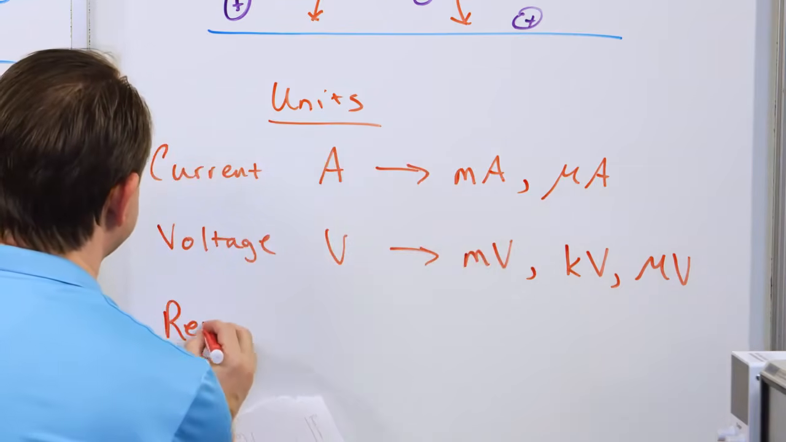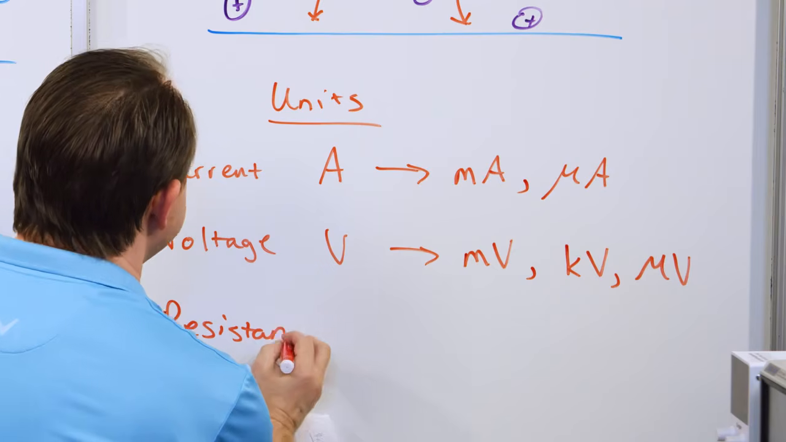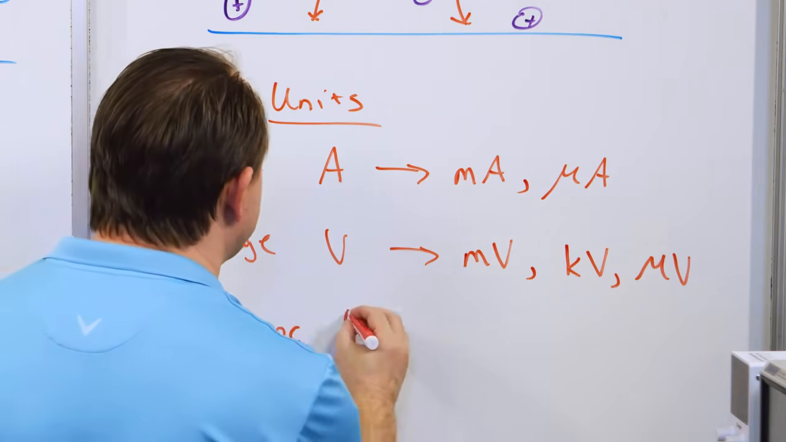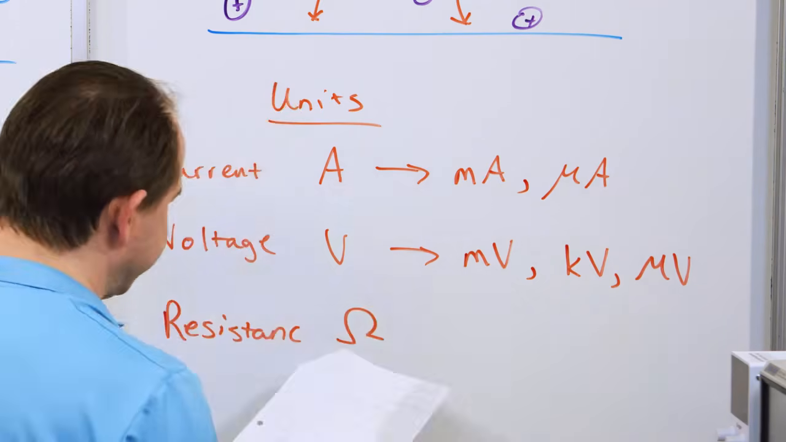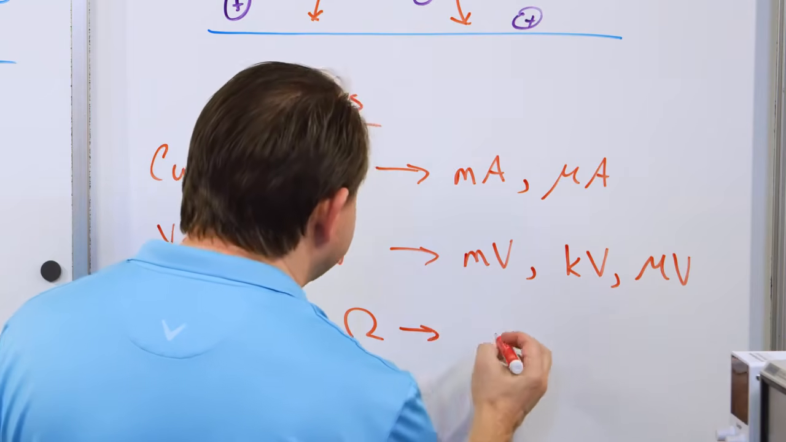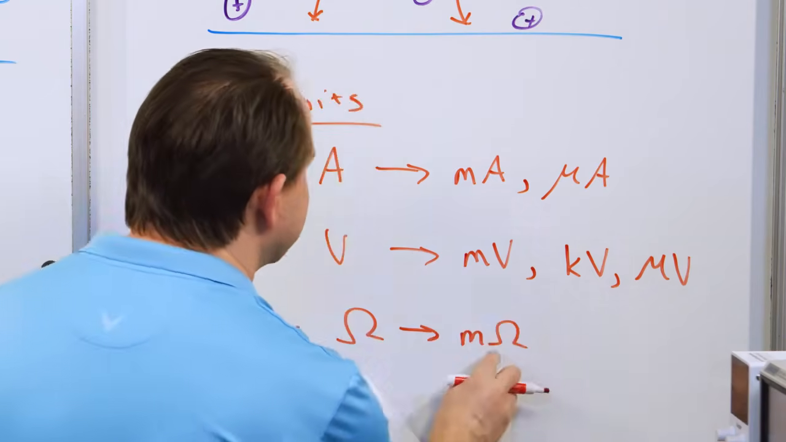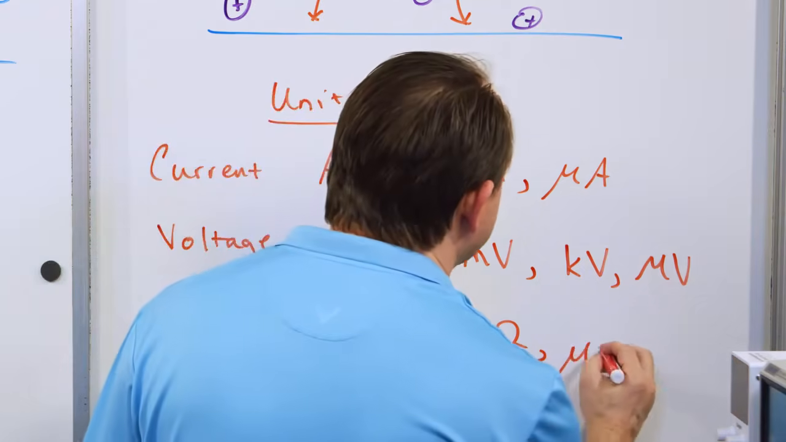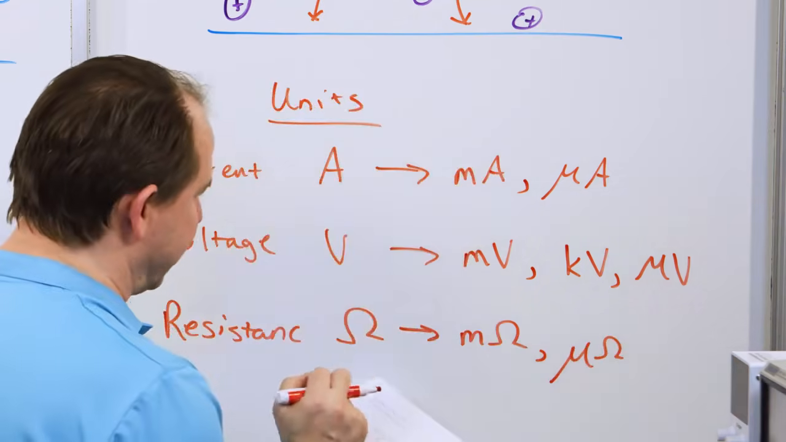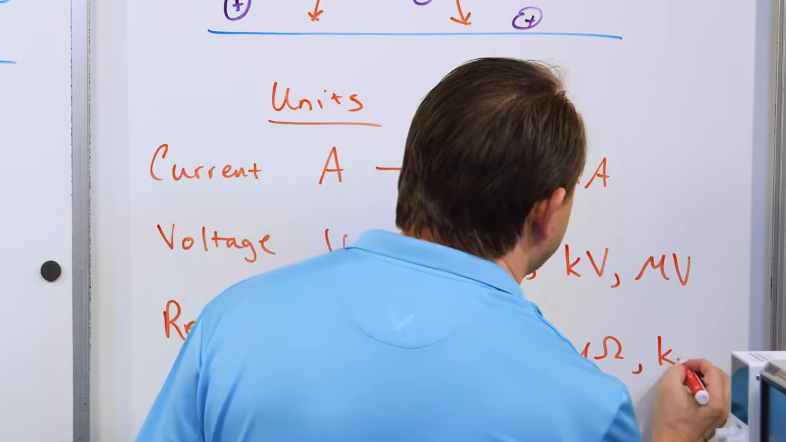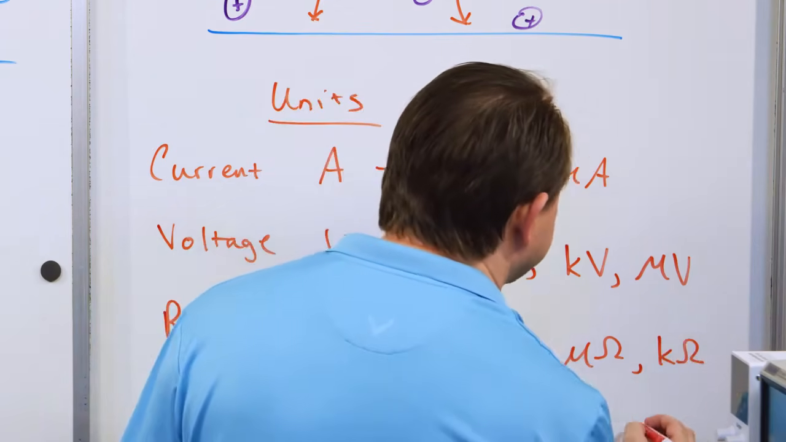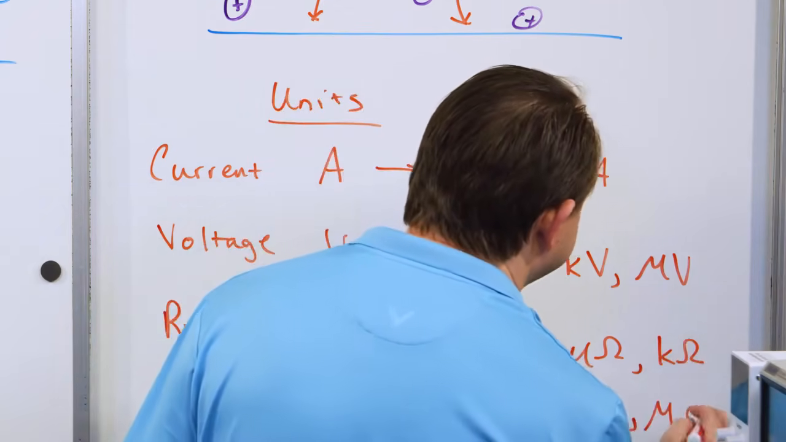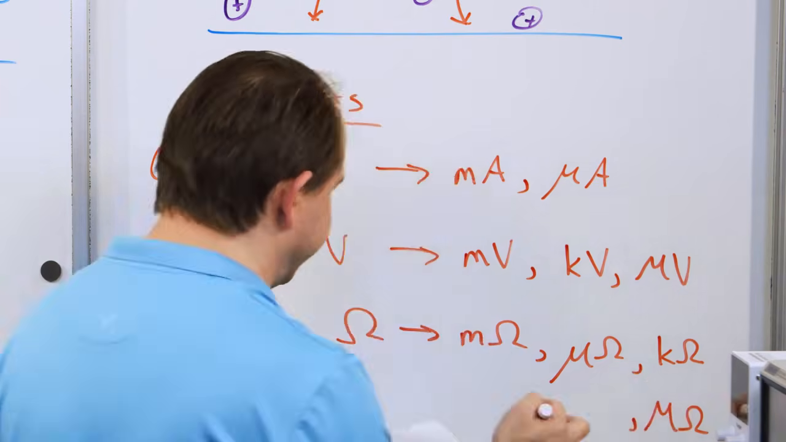And then we have resistance. This tells us how much the current is being impeded. The unit of that is called an ohm. Oftentimes we're talking about milliohms, so it's a little m with an ohm. And that's 1/1000th of an ohm. Or microohm, which is 1/1,000,000th of an ohm. Oftentimes in resistors we talk about kilohms, and we also talk often about megaohms. So thousands of ohms, millions of ohms.